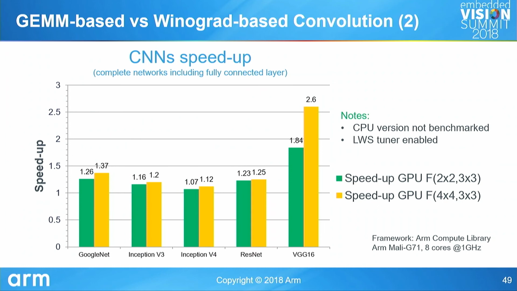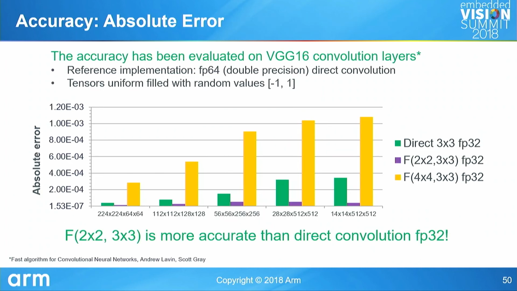So what about the speed up of our networks in general? As we have seen for the 2x2 case, also for the 4x4 case, we have an overall speed up, which is between 1.10 and 2.6 on VGG16, where we could expect a better result because we have only 3x3 kernels. So far, so good in terms of performance, but what can we say about the accuracy of Winograd?